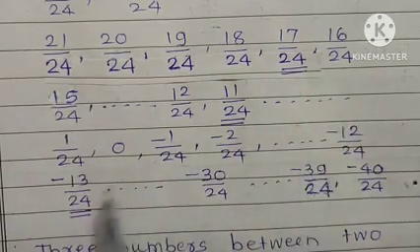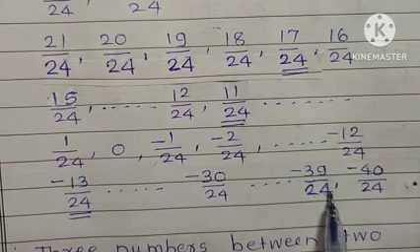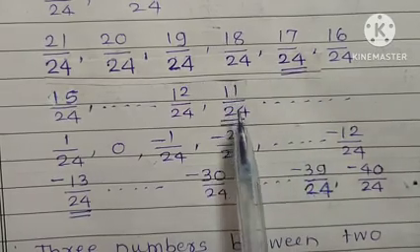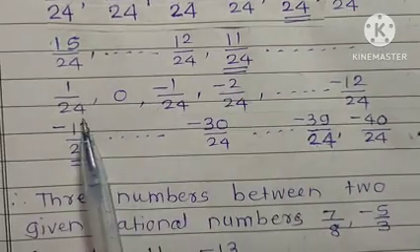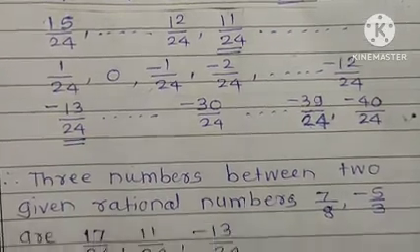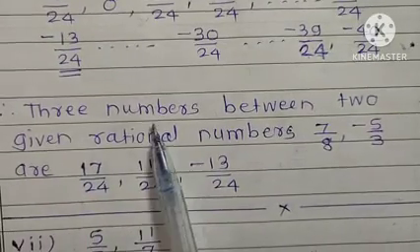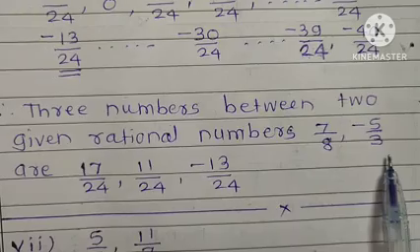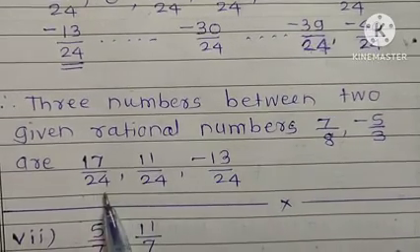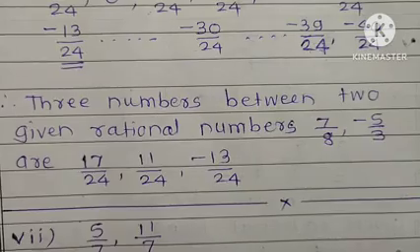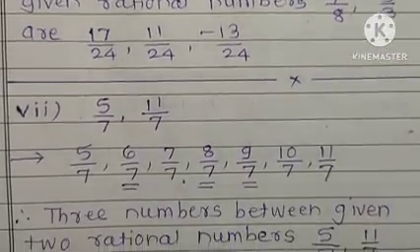You can write any 3, but if you want to write the answer as in the textbook, in the textbook 17 upon 24, 11 upon 24, and -13 upon 24. These 3 numbers are given. So you write 3 numbers between the 2 given rational numbers 7 by 8 and -5 by 3 are 17 upon 24, 11 upon 24, and -13 upon 24. Okay. 7th example.